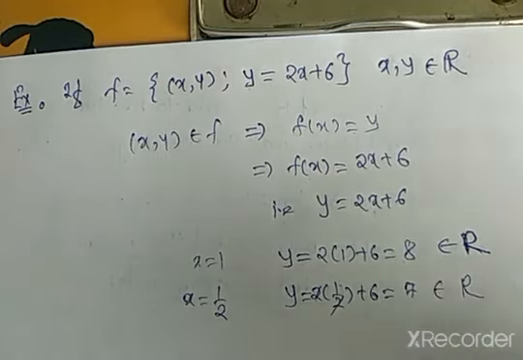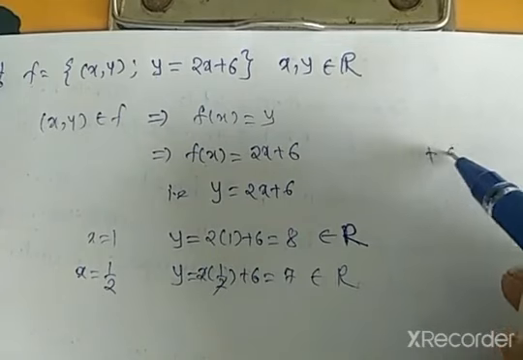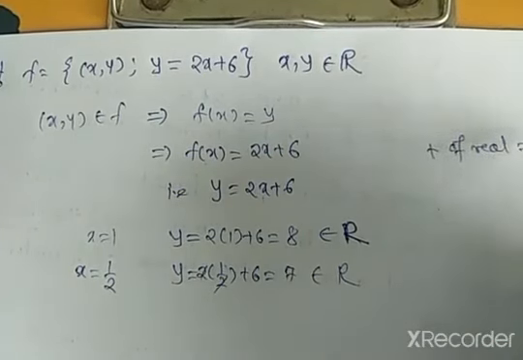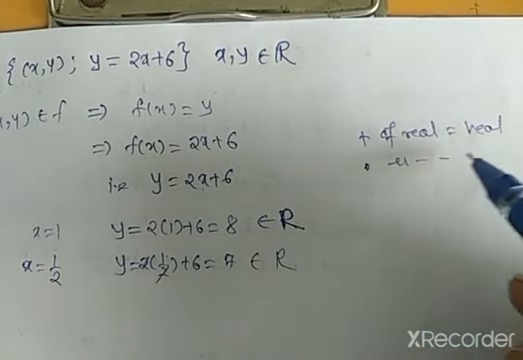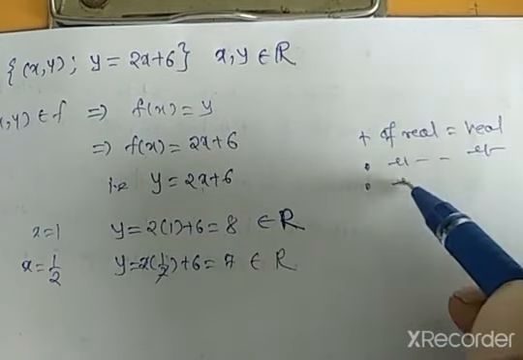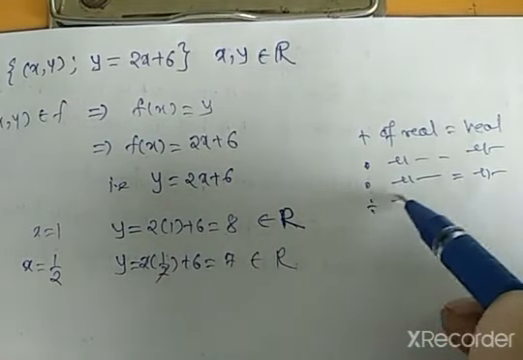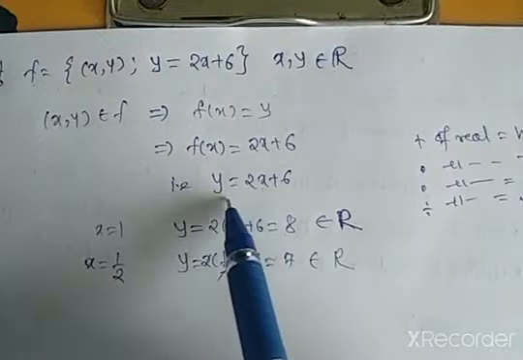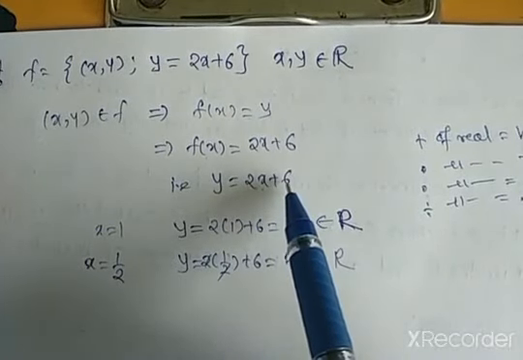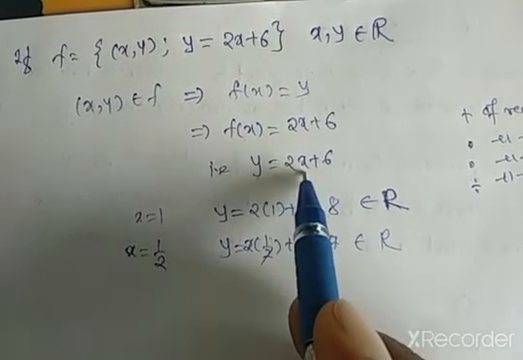So we know the properties of real numbers. Addition of real numbers is again a real number. Multiplication of real numbers is also a real number. Subtraction of real numbers is also a real number, and division of real numbers is also again a real number. So here it is all about real numbers only. So here y will be a real number only.